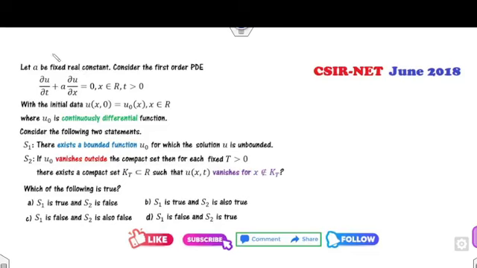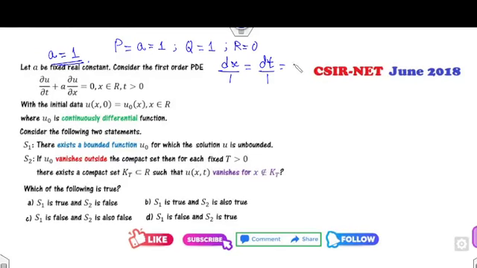Let a be a fixed number. So let's say a is equal to 1. Consider the first order partial differential equation. What is my P? P is the coefficient of x, 1, Q is 1, R is 0. Then bounded, they are talking about this solution. So I can start with dx over a, dt over 1 and du over 0. So one solution is 0, fine.